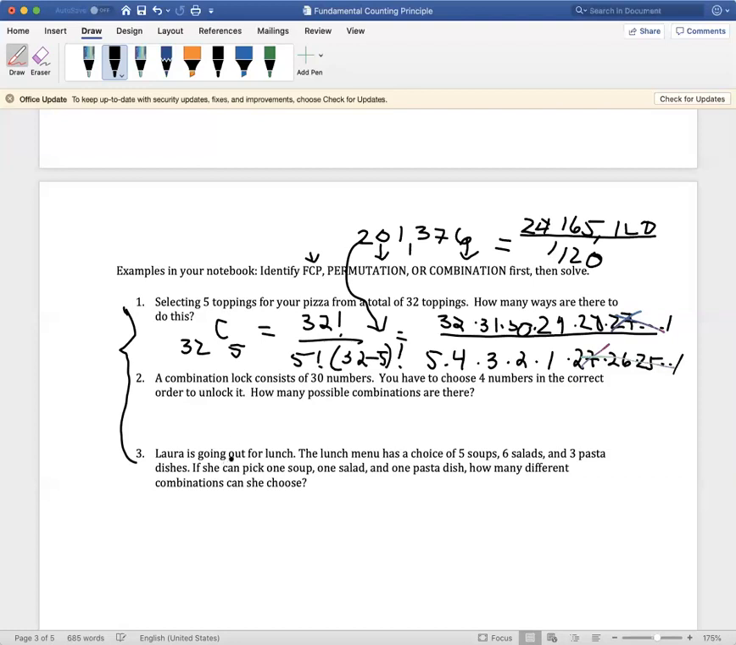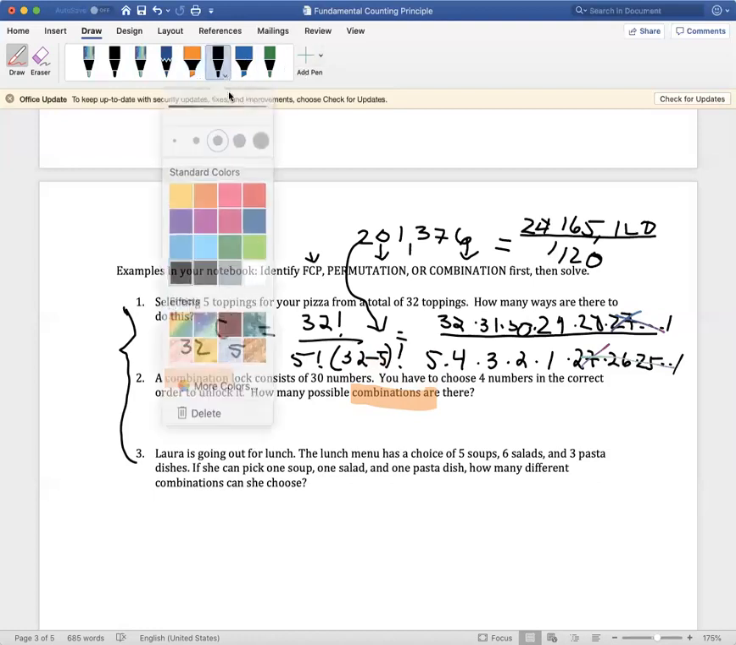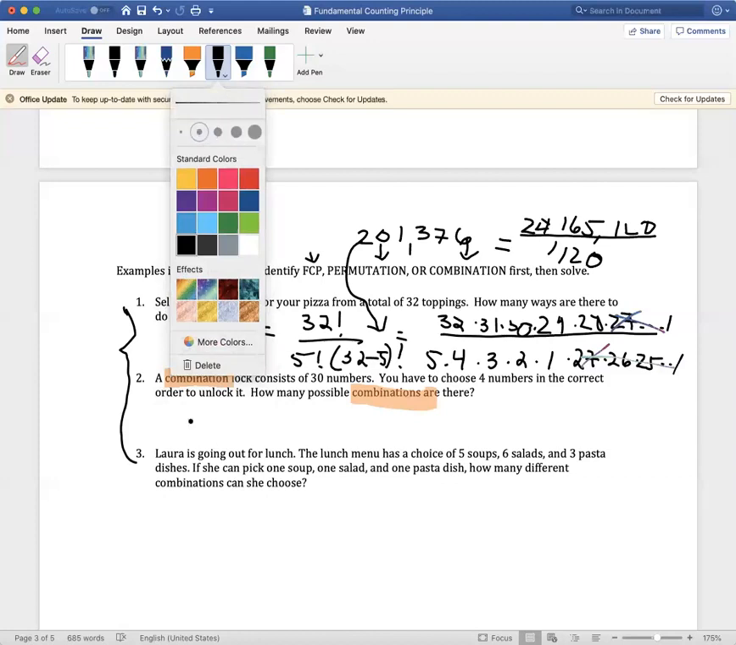A combination lock consists of 30 numbers. You have to choose 4 numbers in the correct order to unlock it. How many possible combinations are there? I find this one hysterical because the word combination is incorrect to use when we're talking about locks. It should be called a permutation lock, because in combinations, order doesn't matter, but here order actually matters. So for these examples, we're dealing with permutations.